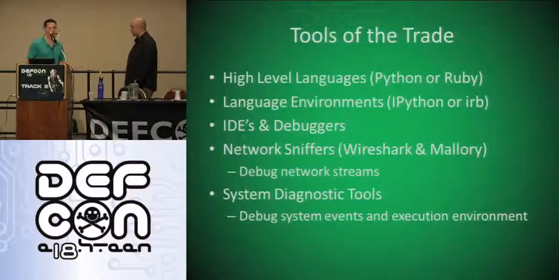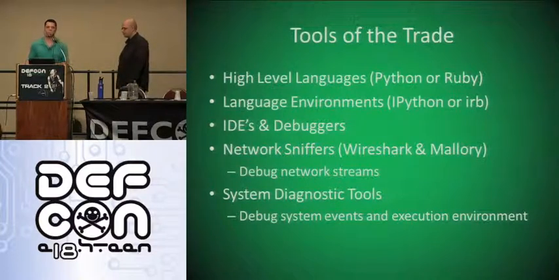So here are some of the tools of the trade. In general, we try to use Python, but we want to say that using high-level languages abstracts a lot of the complexities away from what you're trying to do. Dealing with pointer arithmetic, dealing with complex structures. A lot of this stuff can be modeled very quickly in Python, or Ruby if that's your particular flavor.